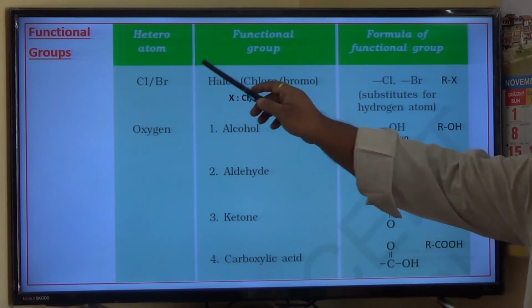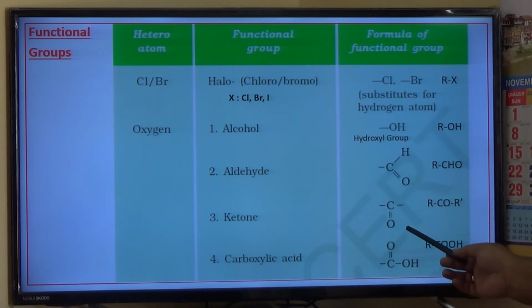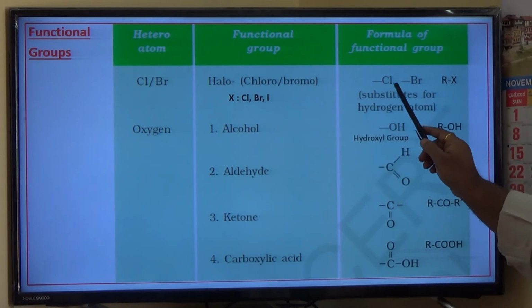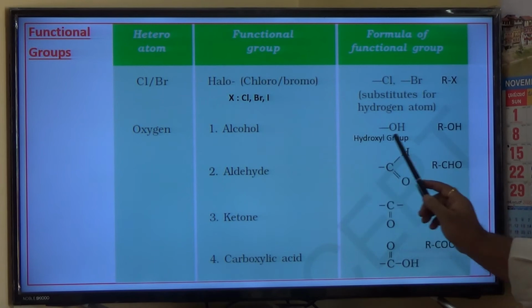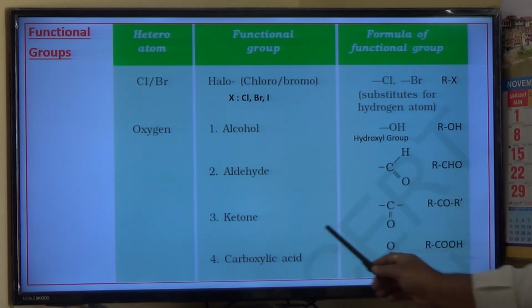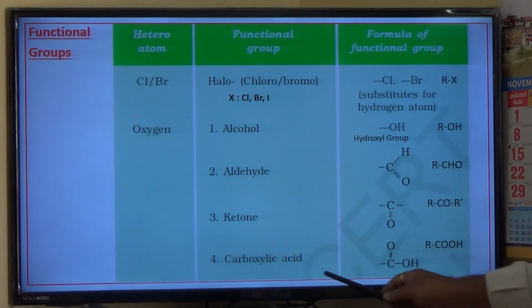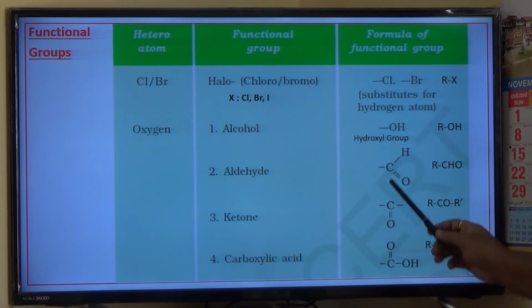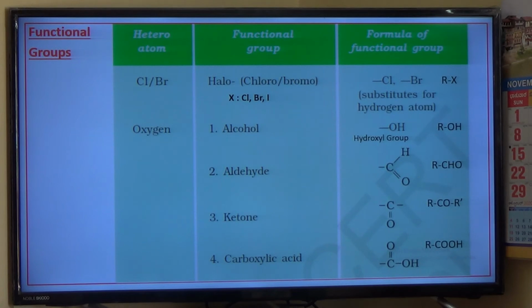So I hope you have understood what these functional groups and names are. Halogens are represented by chlorine, bromine, or X. Alcohols are represented by the hydroxyl group OH. Aldehydes are represented by CHO. Ketones are represented by C double bond O. Carboxylic acids are represented by COOH. After understanding this, how these are attached to the carbon chain and how to name the compound, what the nomenclature is, we'll see in the next slide.